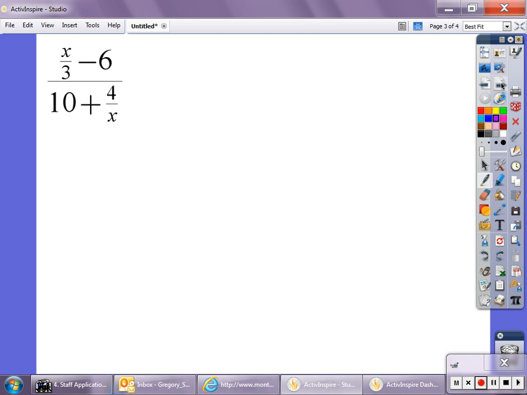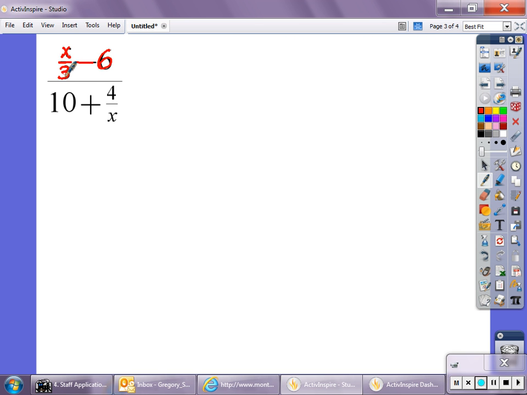Okay, next we have (x/3 − 6) all over (10 + 4/x). Go ahead and try this one on your own. Hit pause, do this one on your own, and then come back, see if you get it. So remember, I'm going to write this in red here. We need a common denominator.